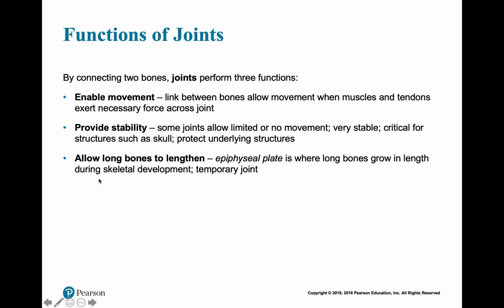And then the third function is allowing long bones to lengthen. So we'll see that the epiphyseal plate is an example of a cartilaginous joint. And we know from previous chapters that the epiphyseal plate is located between the epiphysis and the diaphysis of a long bone. And that's where we have the lengthwise growth of long bones. That's a type of joint, a connection between the epiphysis and the diaphysis within the same bone. So those are the three primary functions, or why we have joints in the human body: enabling movement, providing stability, and allowing long bones to lengthen.